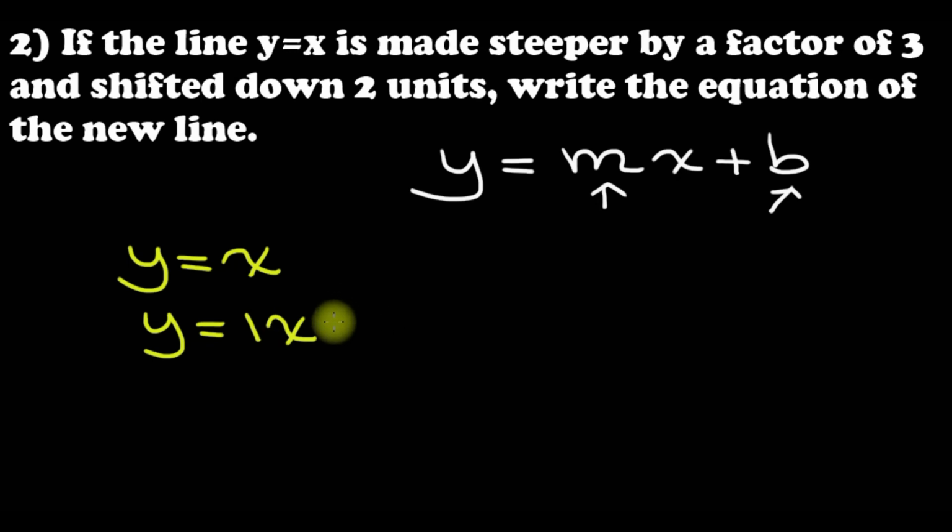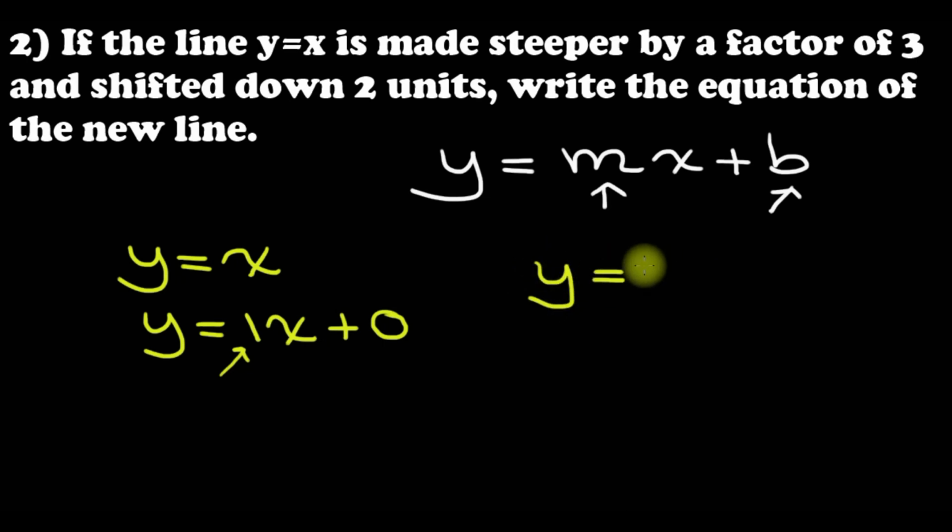And what is your y-intercept here? Well, your y-intercept, because it has nothing, is going to be plus 0, right? So your y-intercept is 0. So now we are going to apply the transformation that this line right here, the parent function, is made steeper by a factor of 3. So we're going to multiply this by 3. So what is 1 times 3? Well, 1 times 3 is just going to give you 3.